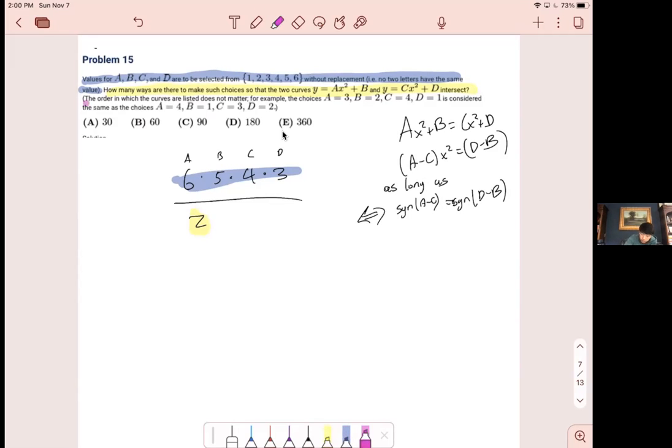And then we also have the final condition that the order in which the curves are listed does not matter. So we have to divide by 2 again, because we're counting each curve pair twice when we choose A, B, and C, D. And then we just evaluate this, and this gets you 90.